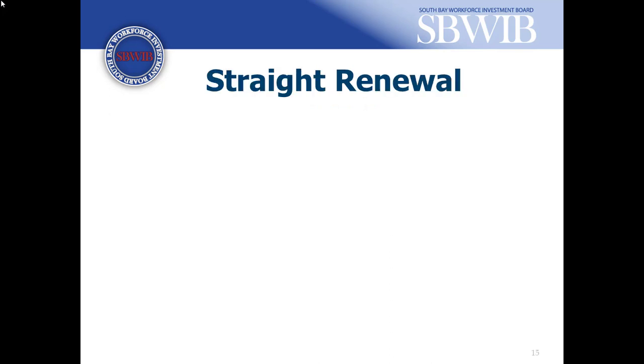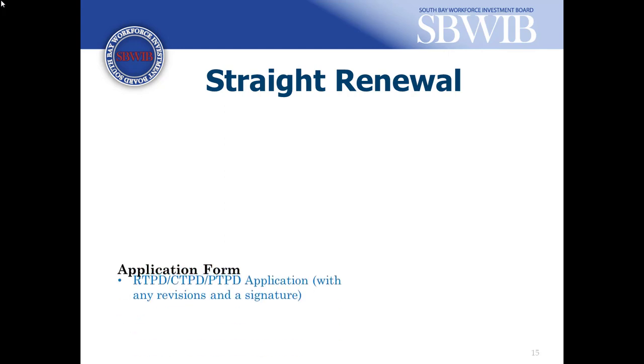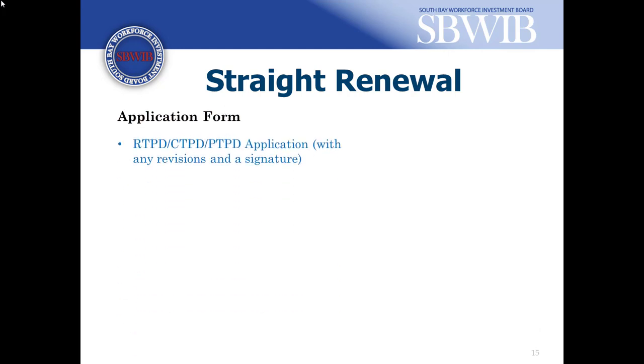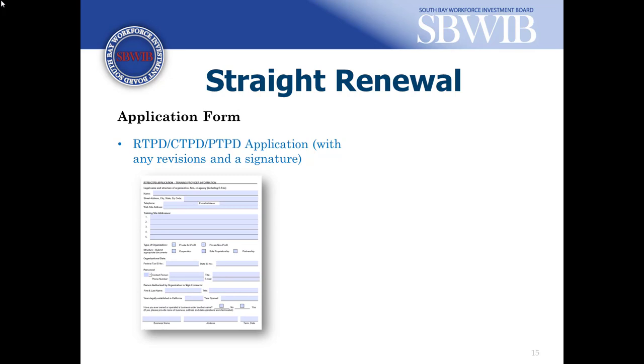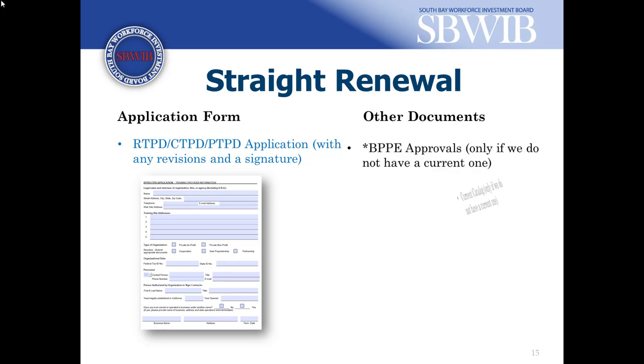With the straight renewal, we only need the application form referred to as a training provider information form, with any revisions needed and a signature. This is a 1 or 2 page document depending on the training provider type. These are the other documents we will need, and only if we do not have current ones already on file.